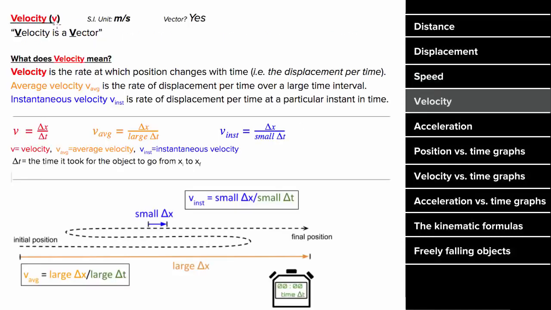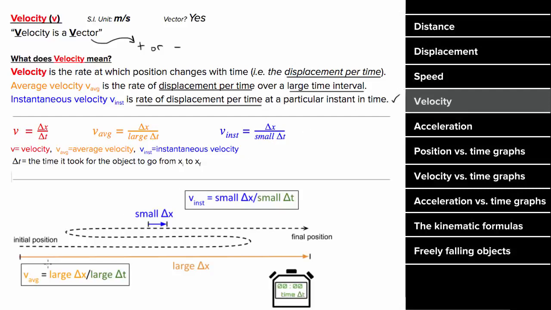What does velocity mean? Velocity is another way to determine how fast something's moving, but this one's a vector, which means velocity can be positive or negative. Velocity is defined to be the displacement per time. You could define the average velocity as the displacement per time over a large time interval, or you could define the instantaneous velocity as the rate of displacement per time at a particular moment in time.